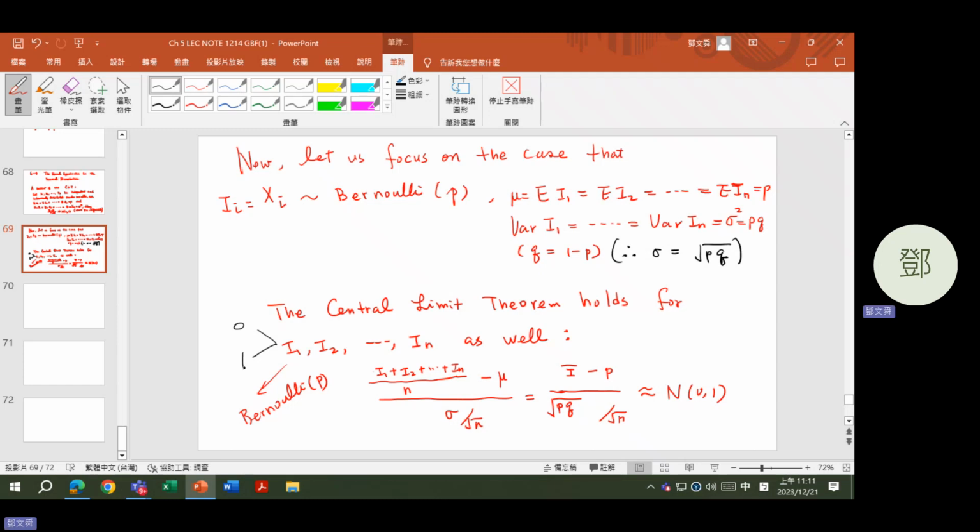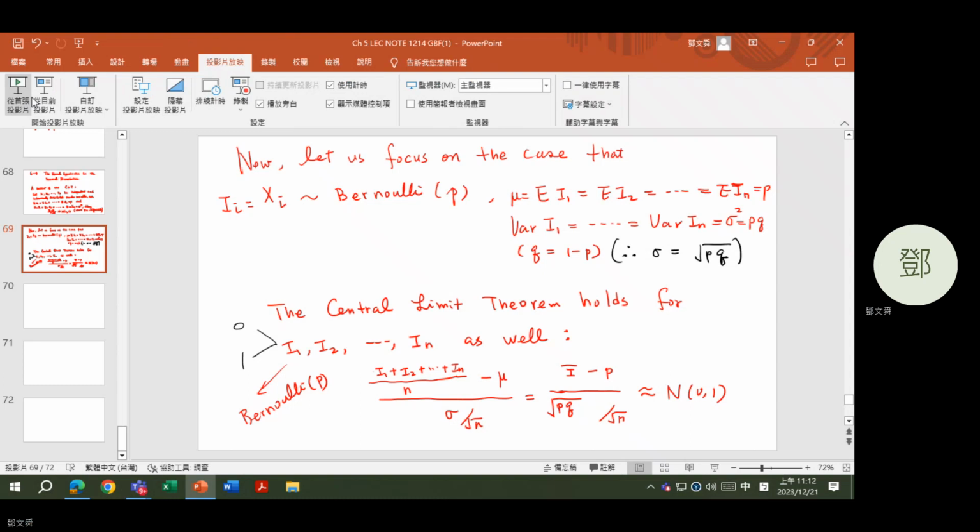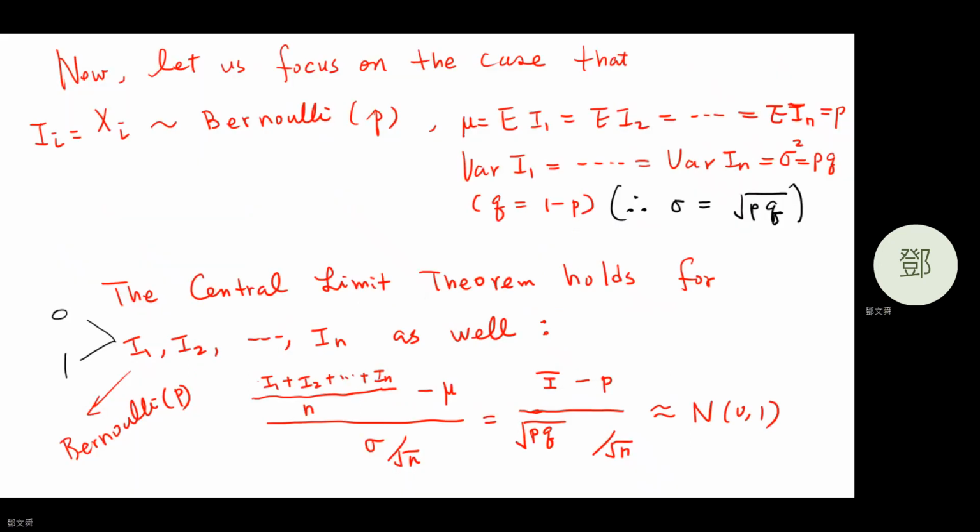And the central limit theorem holds for any random variable, not necessarily only Bernoulli, but here we focus on the Bernoulli random variable. Always keep in mind, this hour and the previous hour, we focus on the Bernoulli random variable, and it is going to appear in your final exam.